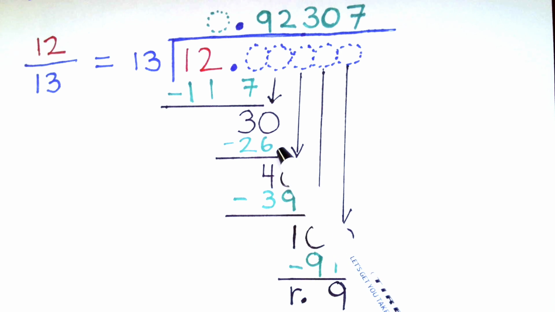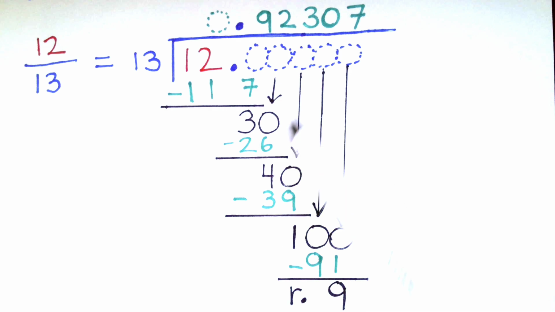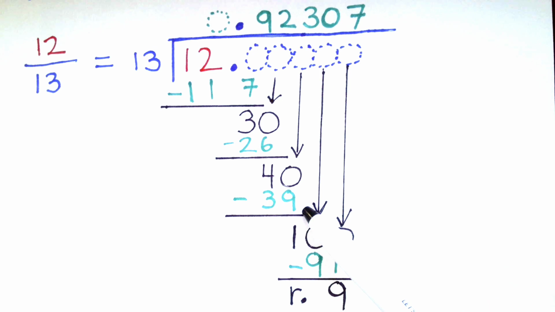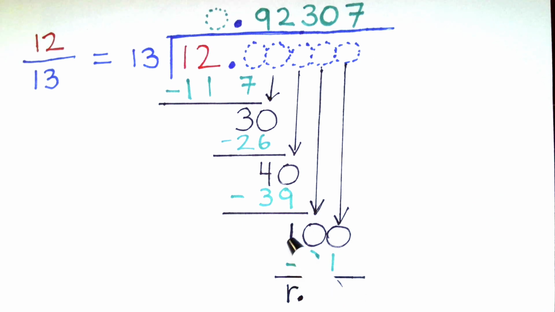13 times 2 gets me 26. 30 minus 26 is 4. Bring down my other 0. My new target is 40. 13 times 3 is 39. 40 minus 39 is 1. Bring down my 0. There's no number times 13 that gets me 10, so I put a 0. Now I bring down my other 0. I have a new target of 100. 13 times 7 gives me 91. 100 minus 91 gives me a remainder of 9.